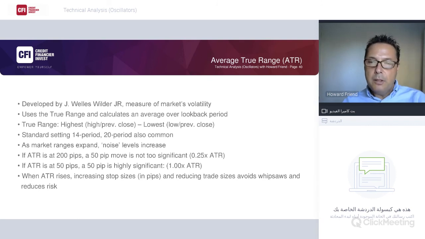So we need to get a handle on how volatile a market is for when we set our stops, because obviously if we're setting our stop at a level which is too close to the market in terms of its volatility, we're going to get taken out far too often. So it's good to use ATR as an input into the stop sizes to help reduce the whipsaws and reduce overall risk.